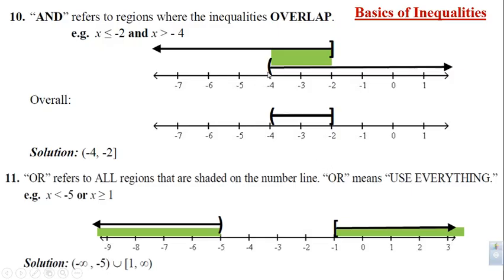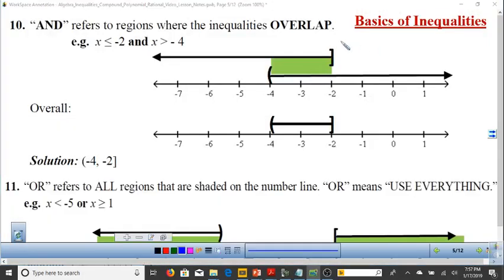So let's talk a little bit about regions where graphs overlap and where we use the words or and and. And means both statements are true at the same time. So for example, if we say x is less than or equal to negative 2 and x is also greater than negative 4, we're saying we're looking for all numbers that satisfy both conditions. So what we can do is graph each part. If I graph x is less than or equal to negative 2, I'll just put a bracket at negative 2 that moves to the left and shade that direction.